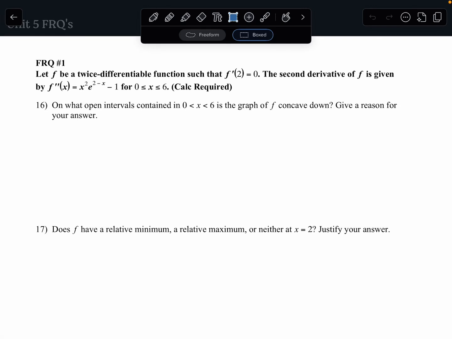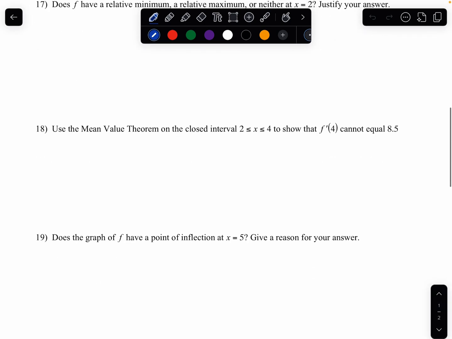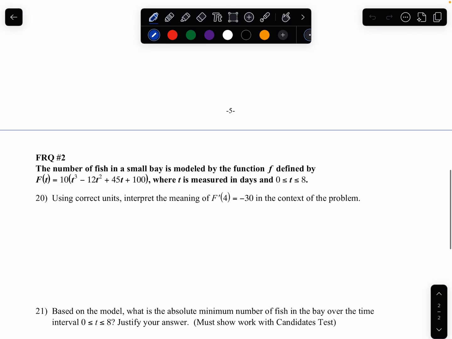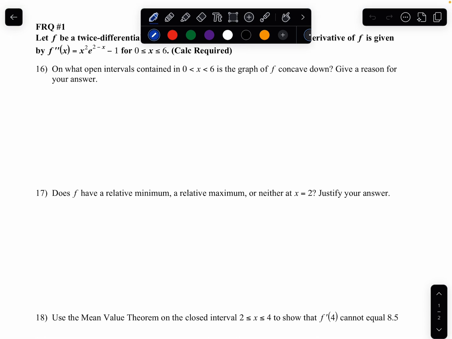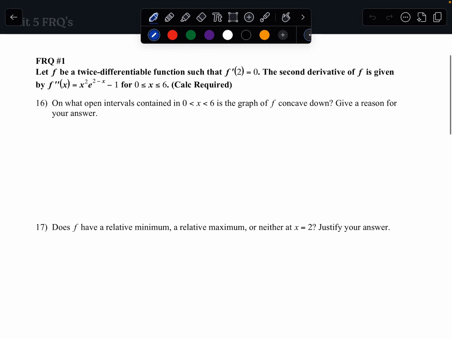Alright, I'm going to run through the FRQs for the Unit 5 exam. I'll be honest, I think these are some of the easiest FRQs that I've ever had on a test, so hopefully that's any comfort to you guys. So for the first one, you will need a calculator. I know that doesn't show that on your paper, but yeah, this one definitely requires a calculator.